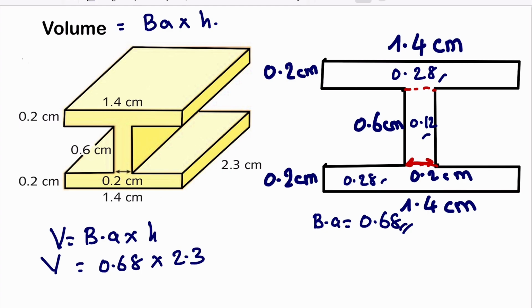If we multiply them together, we are going to get the volume equals 1.564 centimeter cube. That's the unit for volume. Okay, next let's move on with the surface area.